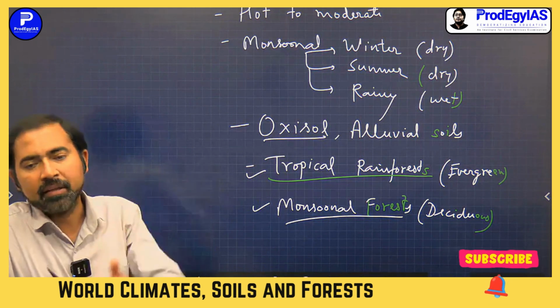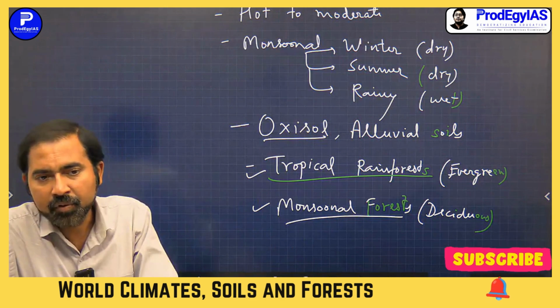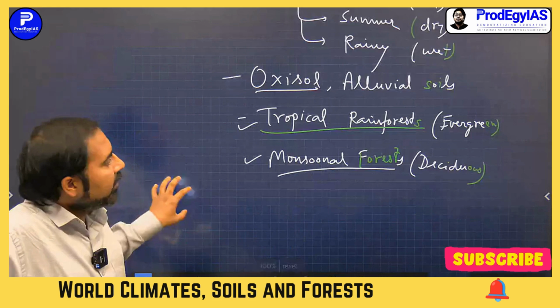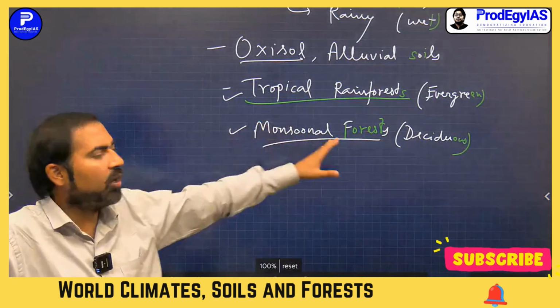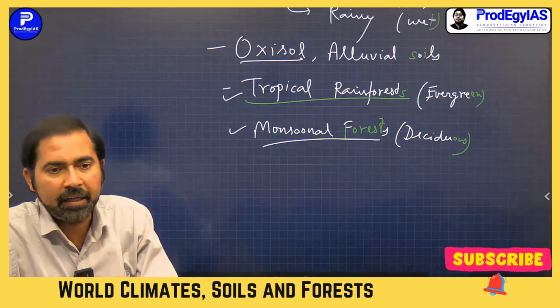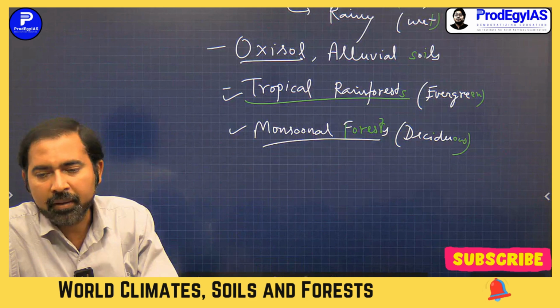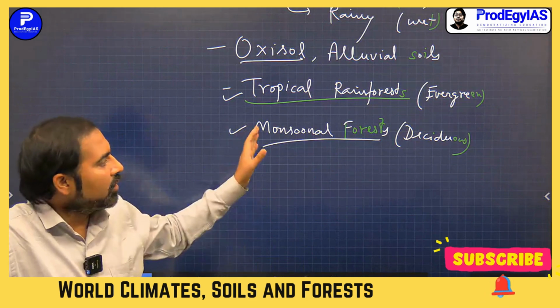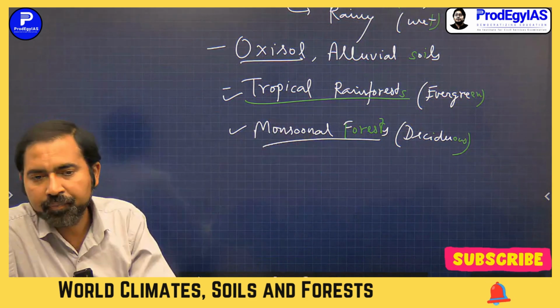उनके पत्ते गिर जाते हैं ड्राई सीजन में. So to withstand that dry season, monsoonal forest means deciduous forest. This is another name for deciduous variety found in monsoonal climate, right? So monsoonal or deciduous, they both are the same, right?